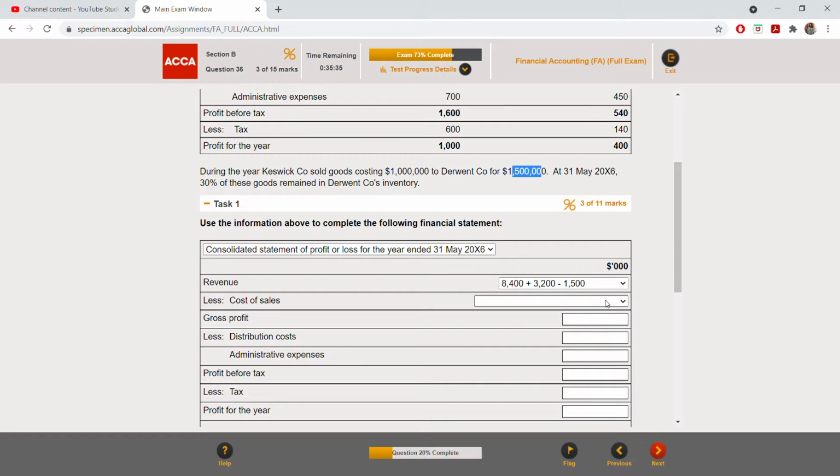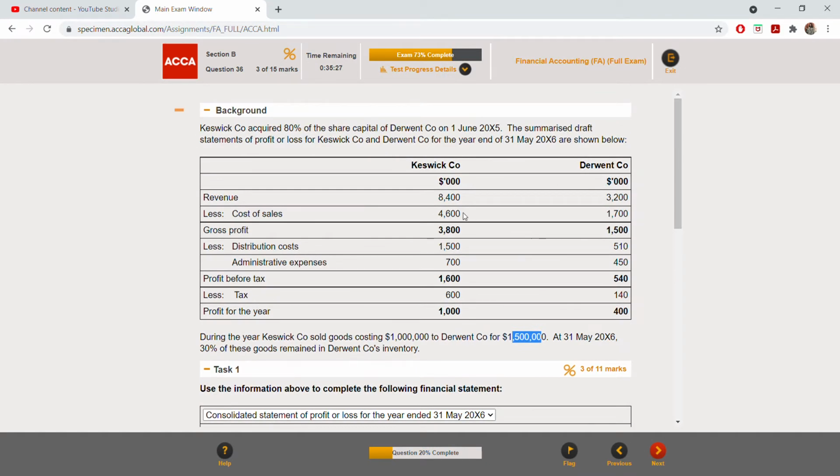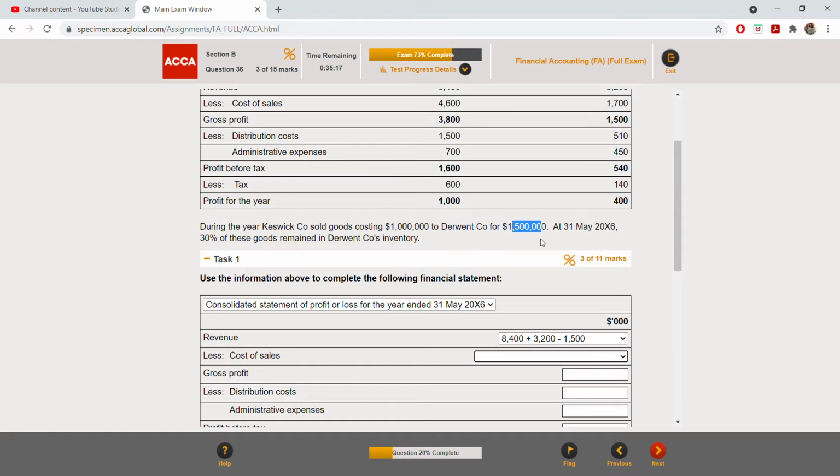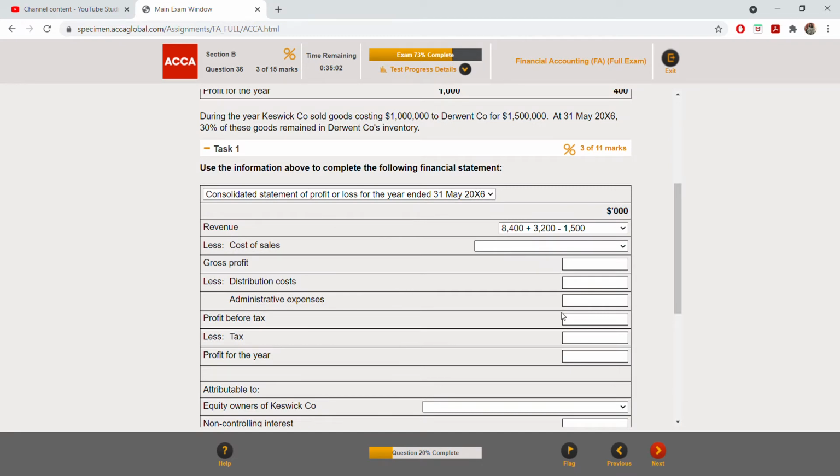What will be the cost of sales? It will be 4,600 plus 1,700 minus again the same 1,500, plus you have to add 30% of 500. Why 30% of 500? Because the difference between these two is 500. The cost is this, but you're selling it for 500 more, so you're making a profit of 500 on that. 30% will remain in the inventory, so that's why you have to add it to closing stock. Next, the gross profit. There's no option, you have to type the gross profit. What is the gross profit? From the revenue and the cost you get 5150.